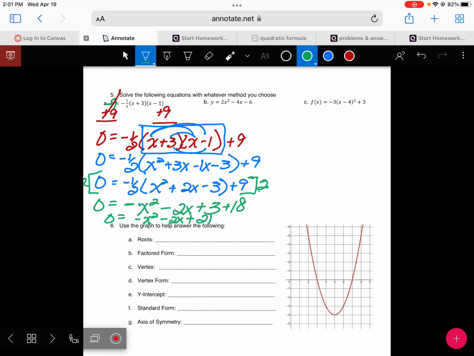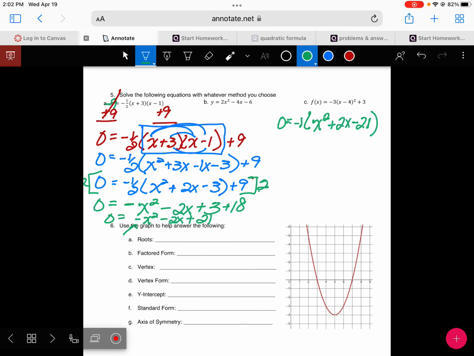We don't like to have a negative usually here. I know this is a lot more than we have space for. So I factored out a negative 1 and got x squared plus 2x minus 21. So, what would we do here next? This is the problem that never ends. This is why she changed the problem, I can tell. What would you do next?